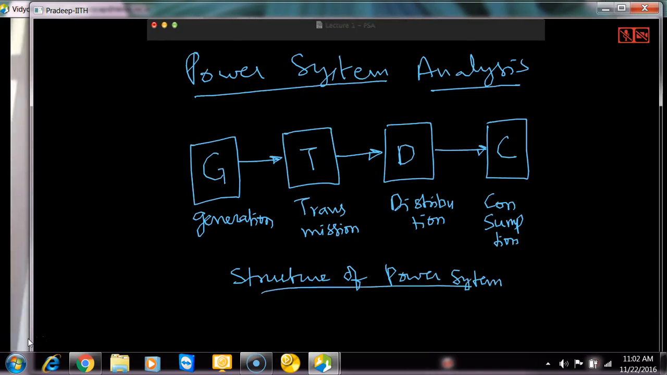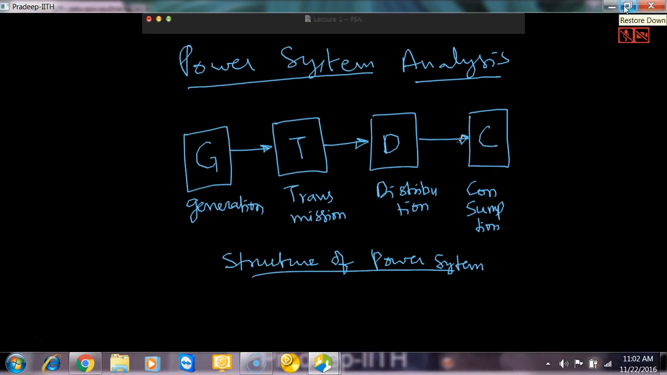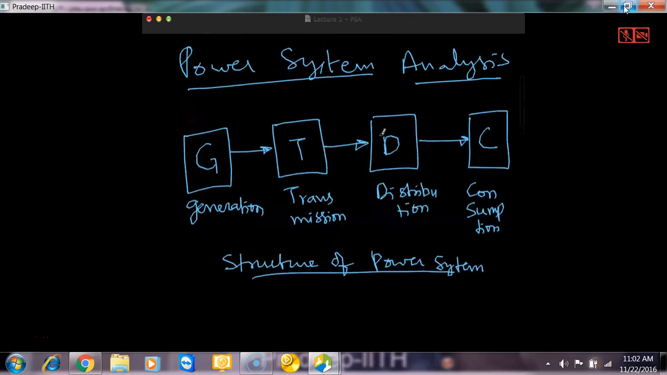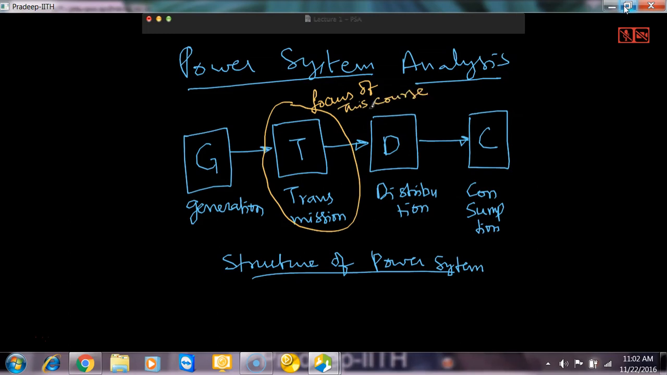So you already know by just looking at these names what happens in each of these domains: generation, transmission, distribution, and consumption. So the course, the power system, we are mainly focusing on this one. So this is the transmission part, which will be the focus of this course. Okay, so inside transmission, what happens?